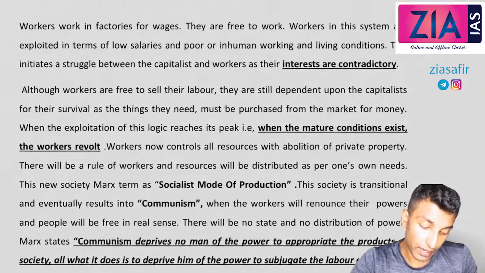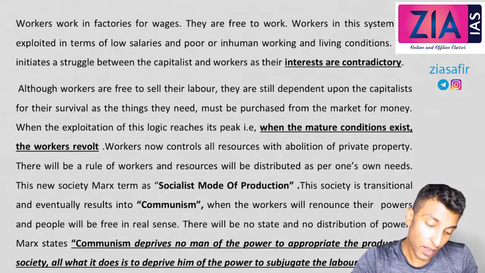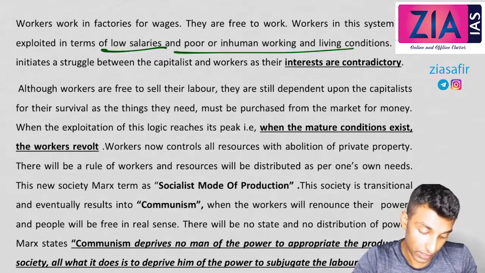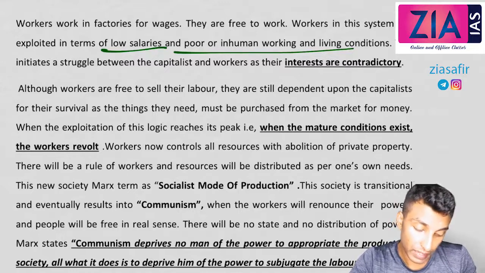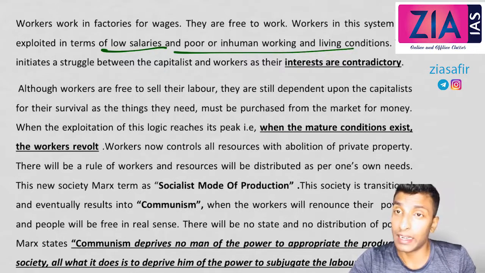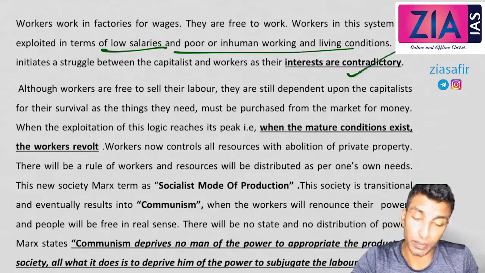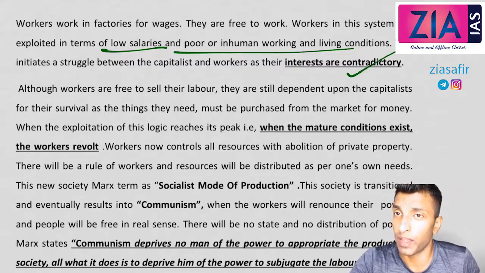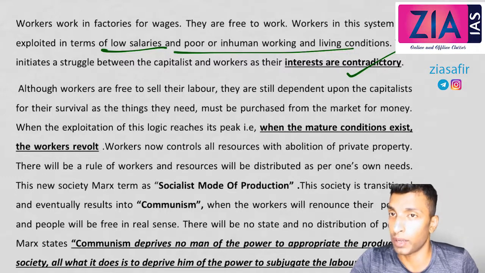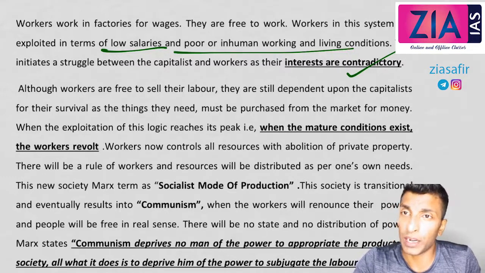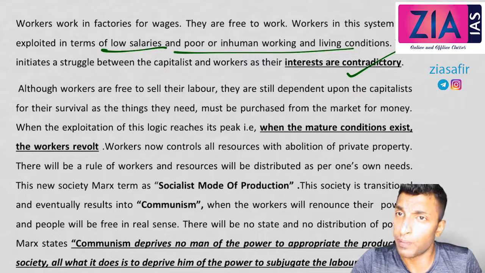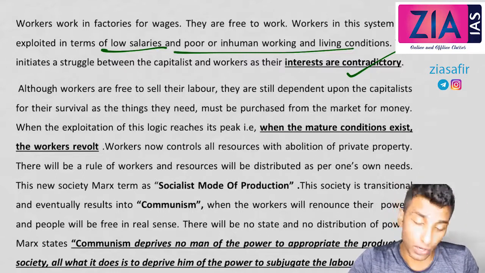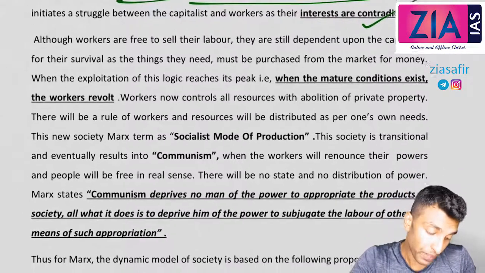So workers work in factories for wage. They are free to work. Workers in this system are exploited in terms of low salaries, poor or inhuman working condition, etc. This initiates a struggle between the capitalists and the workers, as their interests are contradictory. Their interests are contradictory because workers don't want to work more time, but capitalists want the workers to work more time. Workers want more wages, but the capitalists want to pay less wages. Workers want better working condition, but the capitalists think that it is very costly and unnecessary expense if you offer a better working condition. So all these interests are contradictory, so that result into a conflict.